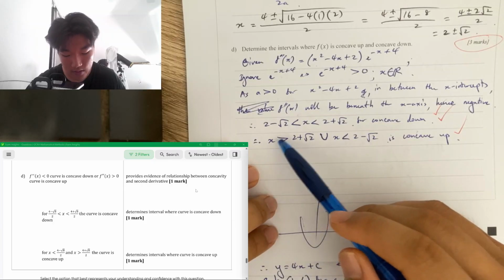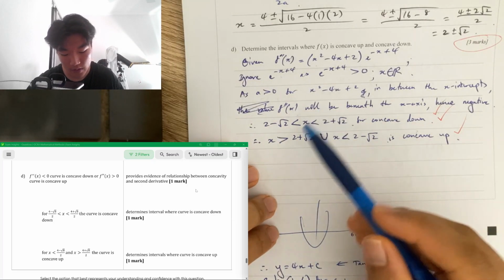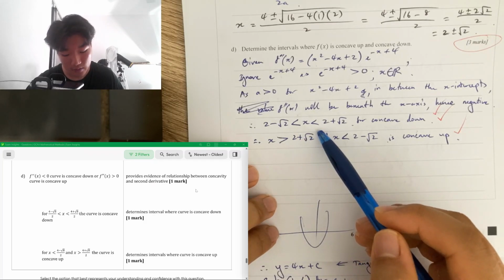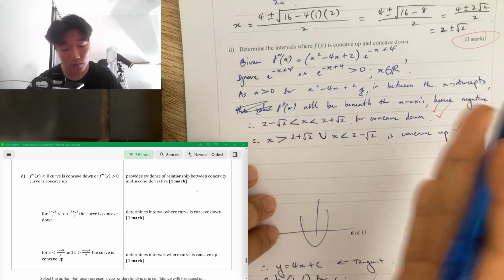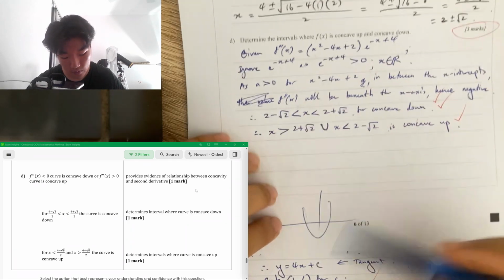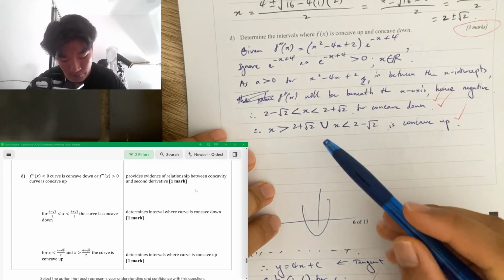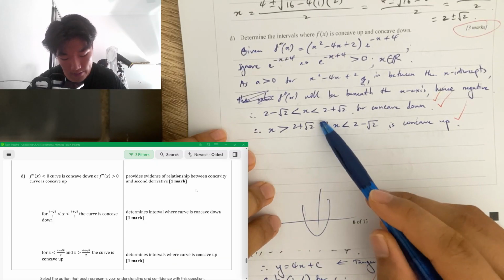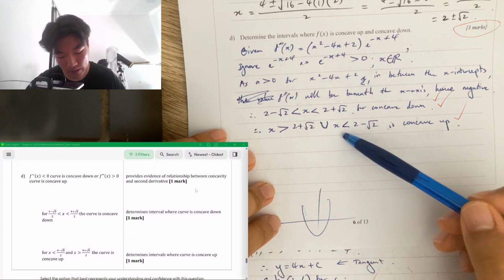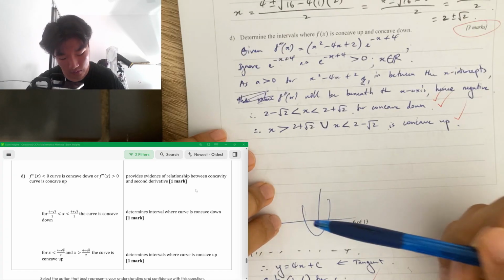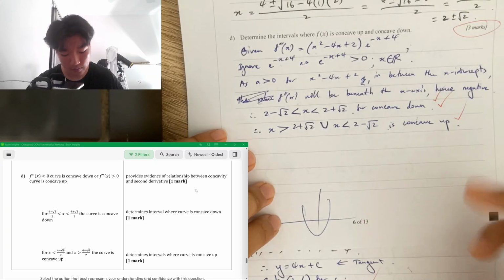And then I said when it's greater than the more positive solution, the larger solution, it's going to be concave up when it's greater than the solution that's more to the right, which let's say it's here. When it's greater than that, it's positive, right? And then we also need to add, so the union, we need to include the other part. When x is less than the left solution, so it's going to be like this, it's concave up as well.